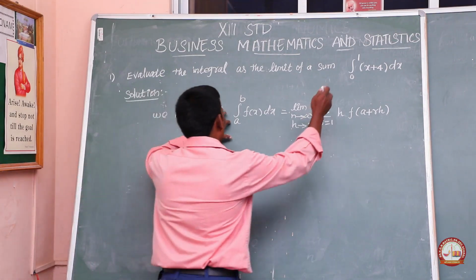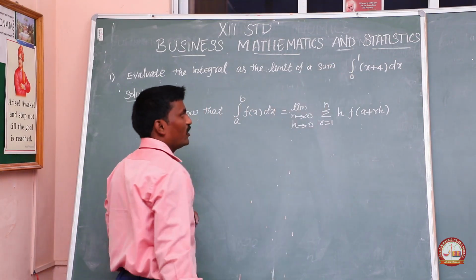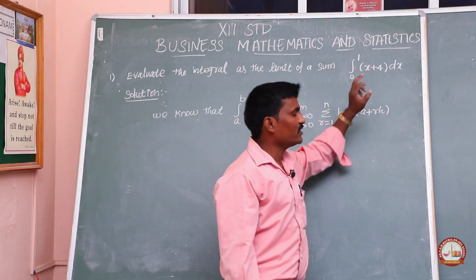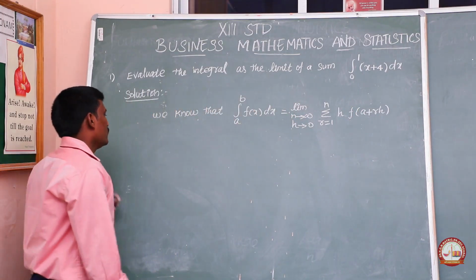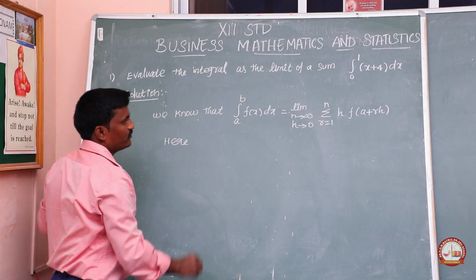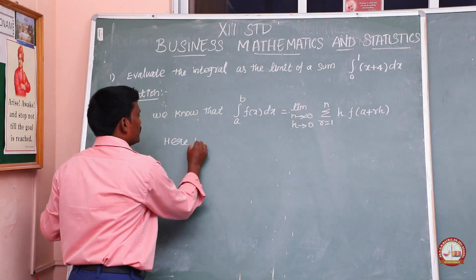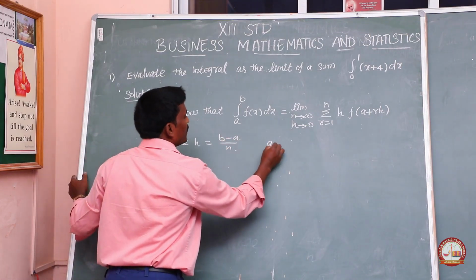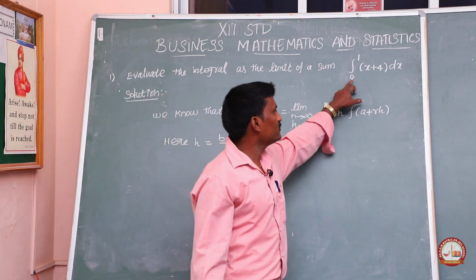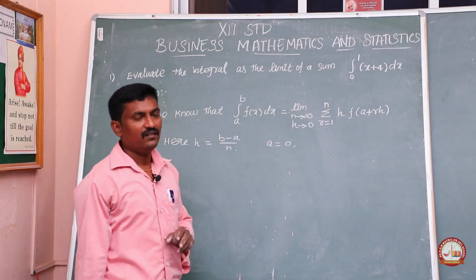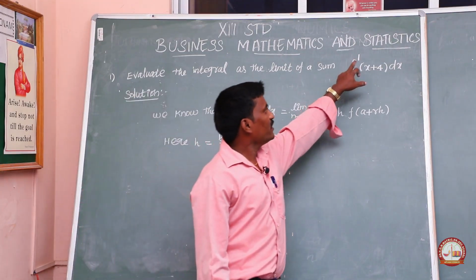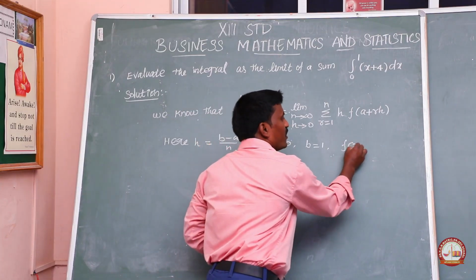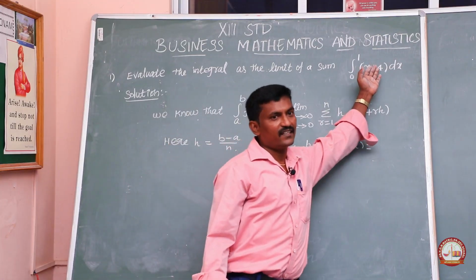Comparing to this, a equal to 0, the lower limit; b equal to 1, the upper limit; and f of x equal to x plus 4. Now, first to find h, h equal to the formula b minus a by n. Here a, the lower limit value, is 0. Next, the upper limit value b equal to 1. Next, the f of x function, here the function is x plus 4.